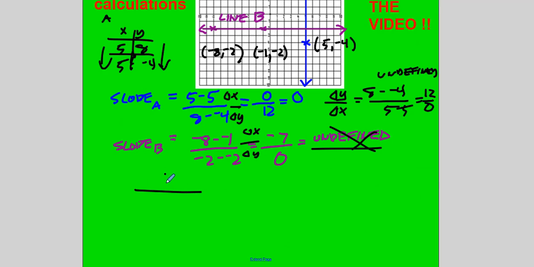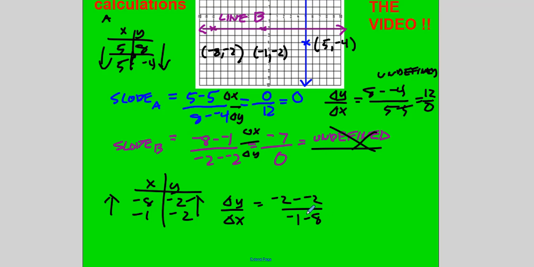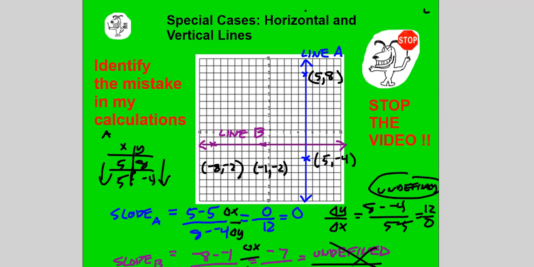I should have made a slope table. Let's take the points -8, -2, -1, -2, delta y over delta x. Let's go up this time both ways. So that's going to be -2 minus -2 over -1 minus -8. Well, double negative makes positive. -2 plus 2 is 0. -1 plus 8 is 7, which equals 0. Horizontal lines have a slope of 0. Vertical lines always have a slope that is undefined. And this concludes the video.